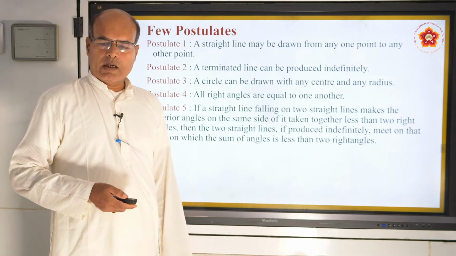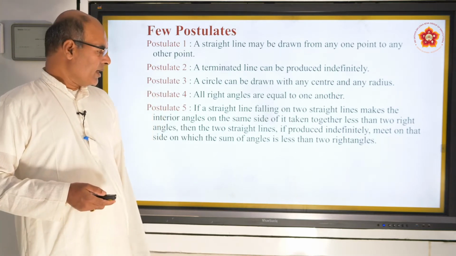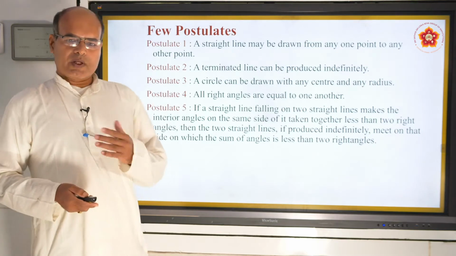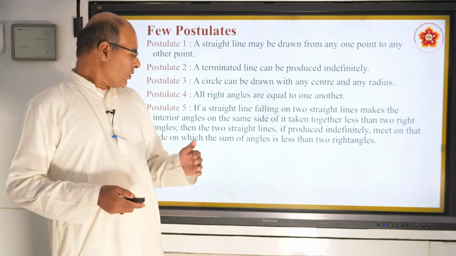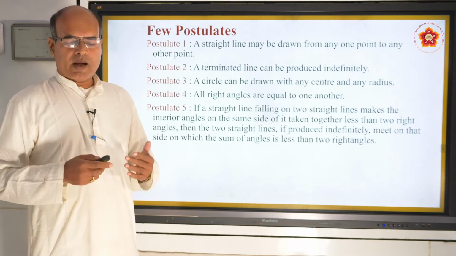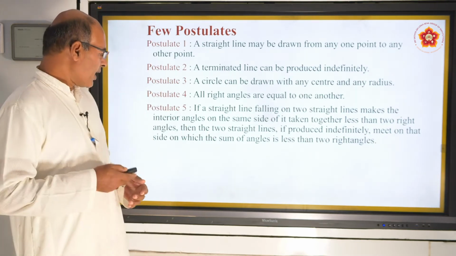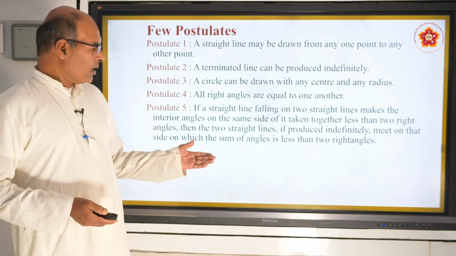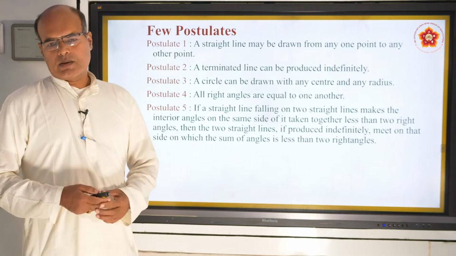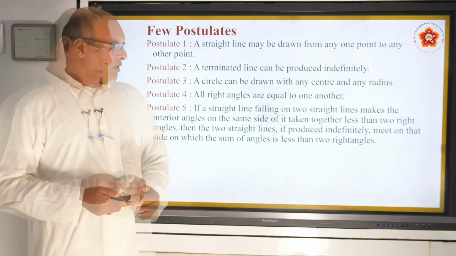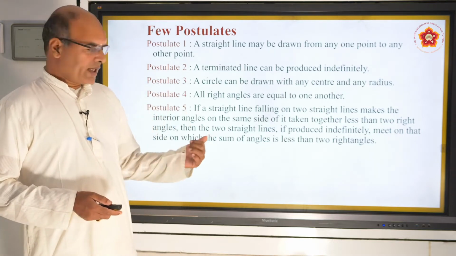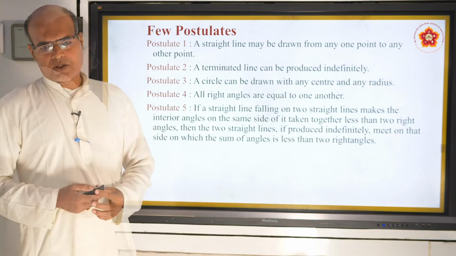So, Euclid's fifth postulate. When Euclid stated this, many mathematicians scratched their heads, and it led to equivalent postulates. Many mathematicians gave equivalent postulates for this. You learned it in the previous chapter, but once again I will explain the meaning of this postulate.